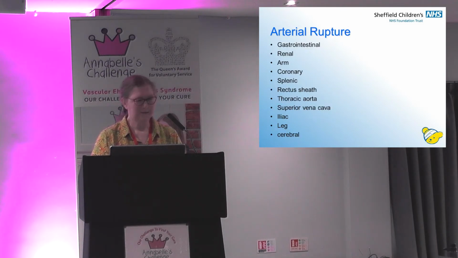The next arterial phenotype which you might get is an arterial rupture, and I'm not defining what the differences are between these because I know that Professor Woodens will cover this in his talk. So arterial ruptures occurred in 9% of our patients. Again, this is a list of the frequency in which they occur, so gastrointestinal and renal have been the most common, and leg and cerebral the least common.